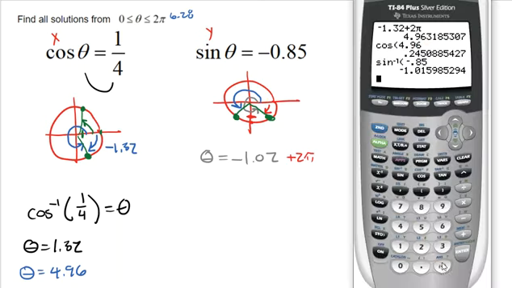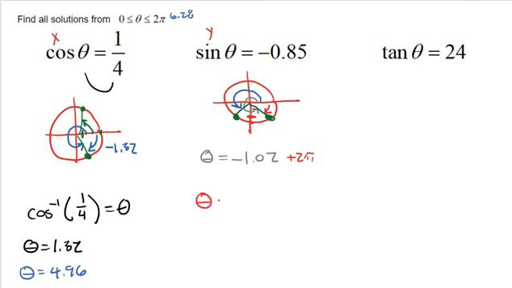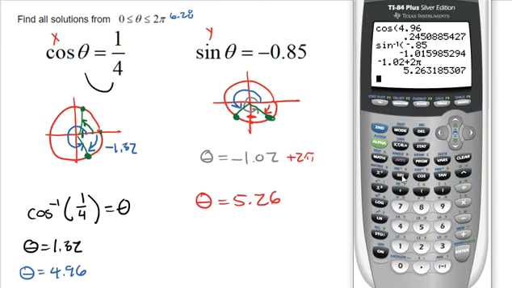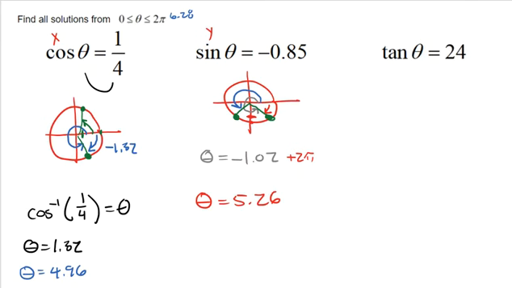So I'm going to take that negative 1.02, add 2 pi, and I get 5.26. That's an answer I want to give because it's positive and it falls into quadrant 4 there. And again, it only takes a second to check your work. Sine of 5.26, again, it's not exact because of rounding, but it's pretty darn close to negative 0.85. Now, how do I find this blue angle that goes into quadrant 3? Well, once again, we got to think about symmetry here. If this angle right here is 1.02, then so is this angle right here.